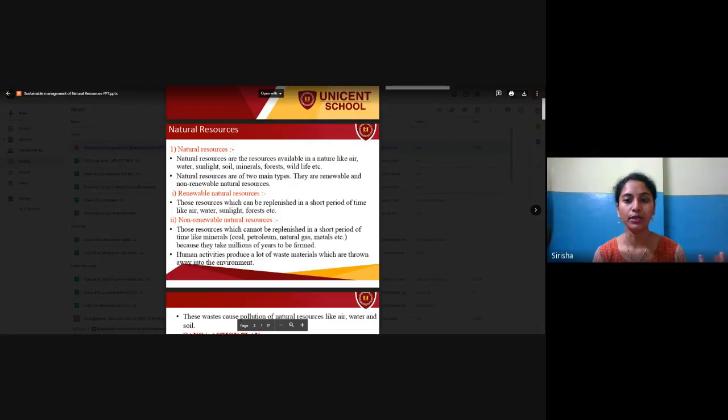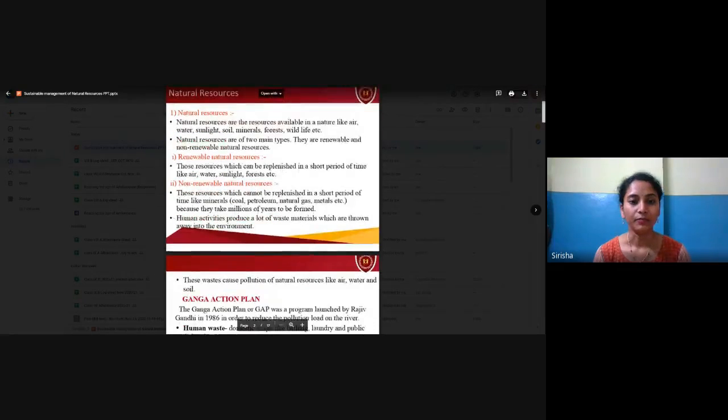like coal, petroleum. So you all know how many millions of years it takes for the formation of these non-renewable resources like coal and petroleum. So yeah, we have to make use of them in a correct way.